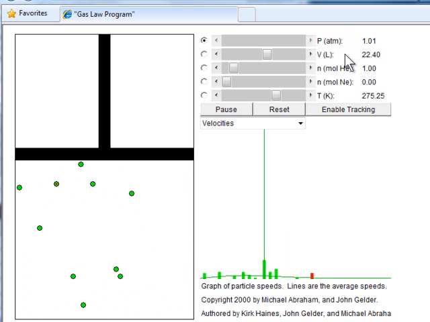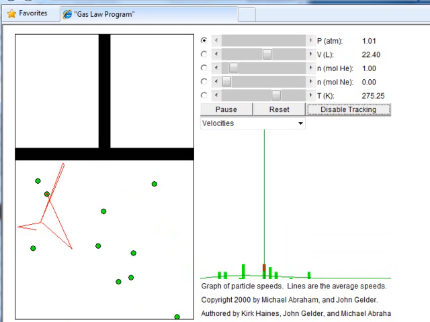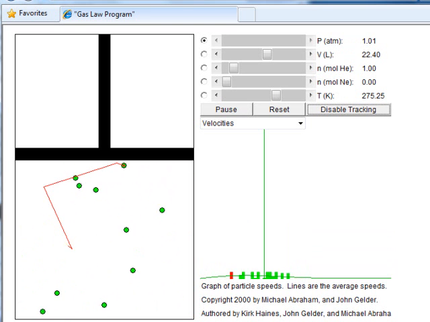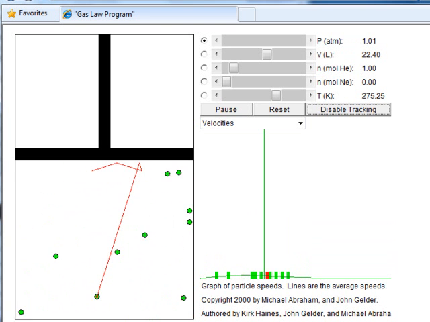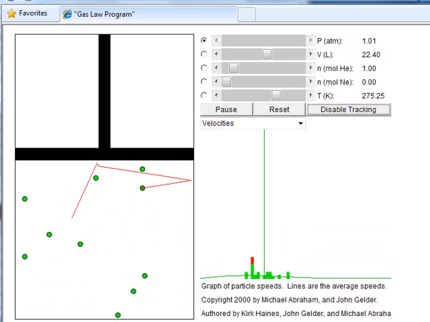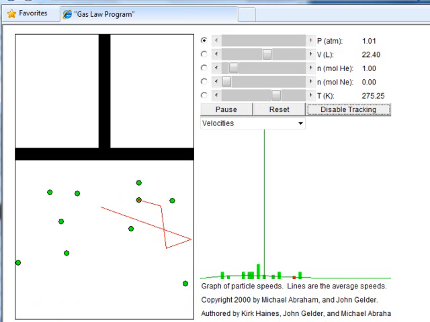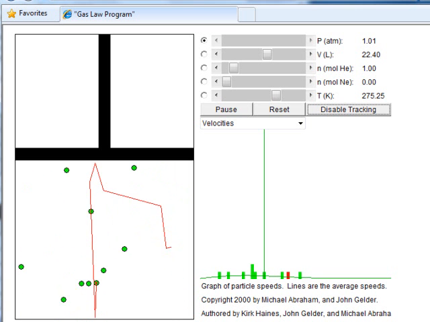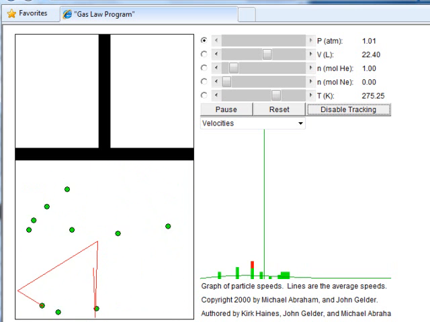What I want you to do is go ahead and click that button, and as you can see, it allows us to follow the movement of one individual particle. So now what I want you to do is watch this particle and observe what happens to its speed. Is it a constant speed, or is its speed changing?